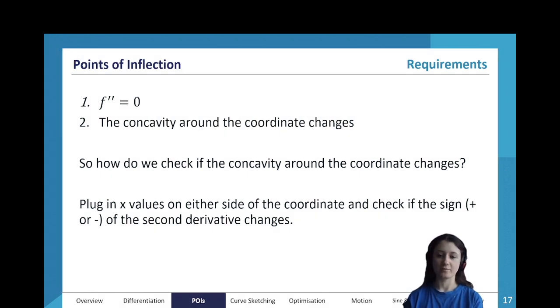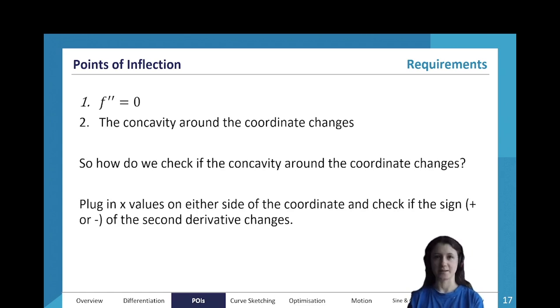So we have two requirements for a point of inflection. First, the second derivative equals 0. Second, the concavity around the coordinate changes. Now this is really, really important because most people finding a point of inflection will find when the second derivative equals 0 and then completely forget about the second requirement there. Alright? So you need to remember that second requirement.